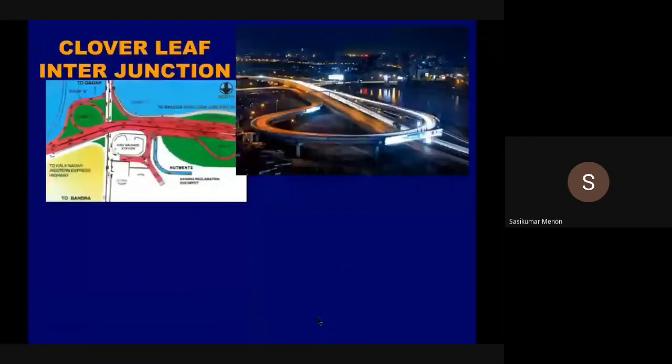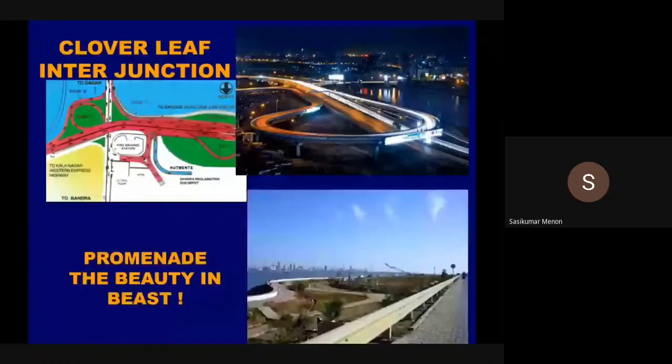So the clover leaf junction was there, which many people said, oh, beautiful design of traffic control. And then we got a promenade, which I would call beauty in beast. For what? And now what we lost was a beautiful beach. Now this is Mahim Chowpatty just at the beginning when the sea link was being built.